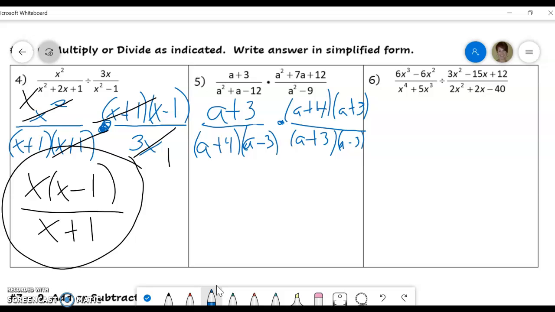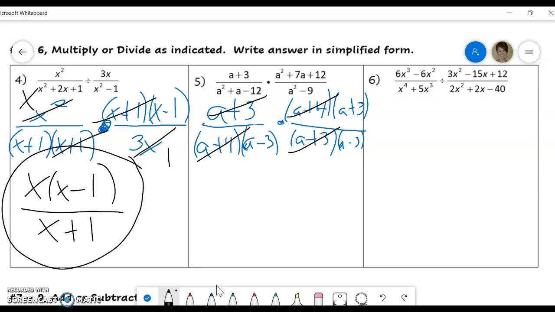Okay, so we have everything factored in each individual fraction. Now let's cancel, and then we'll worry about multiplying across the top and bottom. So let's see, we have a plus 3 goes into a plus 3. A plus 4 goes into a plus 4. And I think that's it.